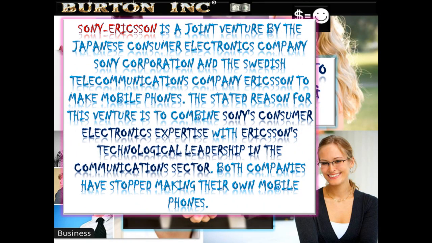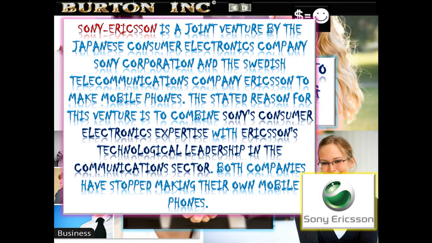A classic example is Sony Ericsson, quite a well-established brand name. It's a joint venture by the Japanese consumer electronics company Sony Corporation and the Swedish telecommunications company Ericsson to make mobile phones. Sony and Ericsson do different things between them. Sony is very good at electronics, and Ericsson very good at technology within the communication sector.